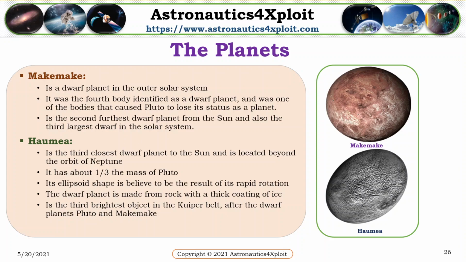Haumea is the third closest dwarf planet to the Sun and is located beyond the orbit of Neptune. It has about 1/3 the mass of Pluto. Its ellipsoid shape is believed to be the result of its rapid rotation. It's made from rock with a thick coating of ice. Haumea is the third brightest object in the Kuiper Belt after the dwarf planets Pluto and Makemake.